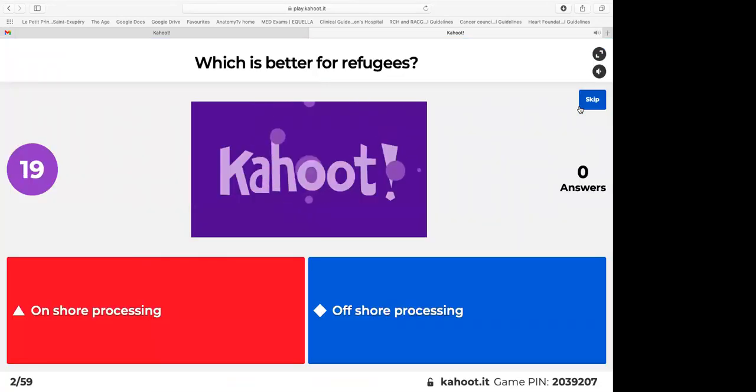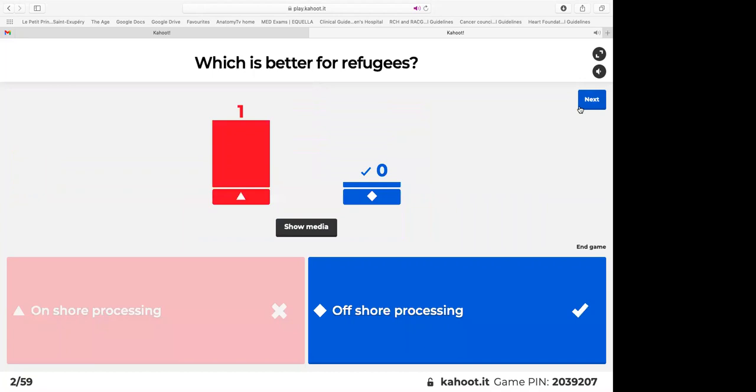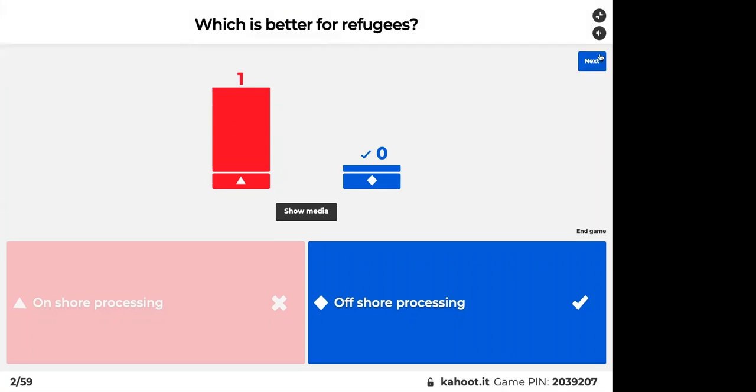Which of the following is better for refugees? Okay. So this one is offshore processing, because offshore processing is kind of counterintuitive. What it means is that before coming to Australia, they obtained some kind of visa, which means that when they come here, they are granted money and protection by the Australian government. Whereas onshore processing is the refugees who just arrive straight away without any legal processing before they arrive. So for example, they might be arriving by boat, and that's when they're taken to the detention centres, which can ultimately end up being worse for their health and overall well-being.